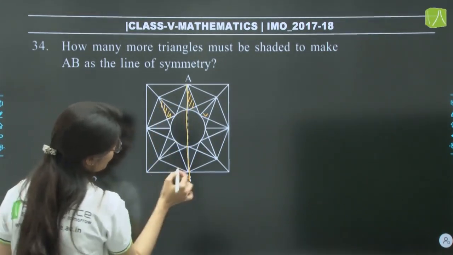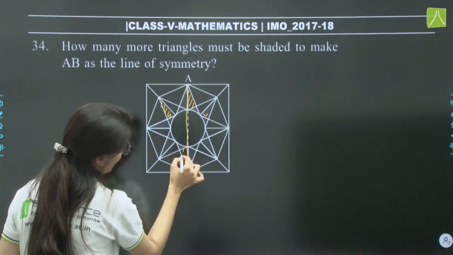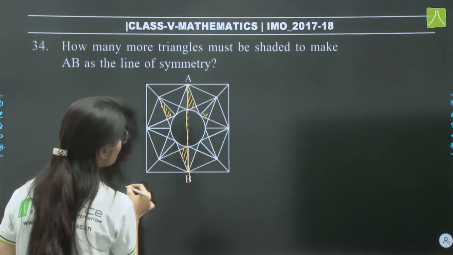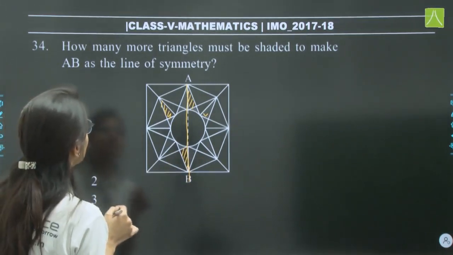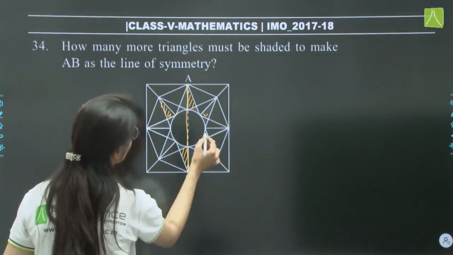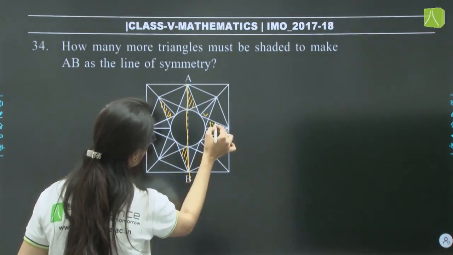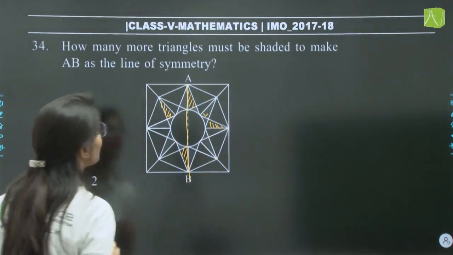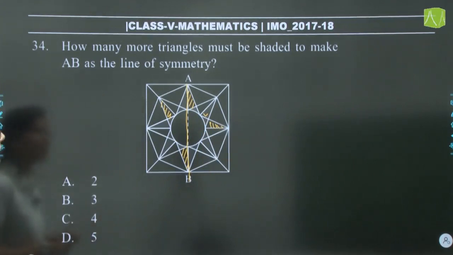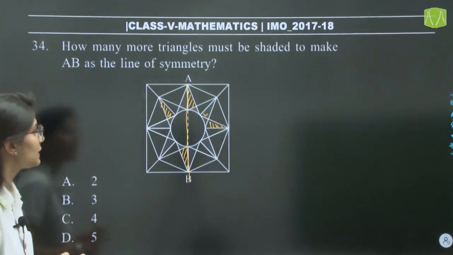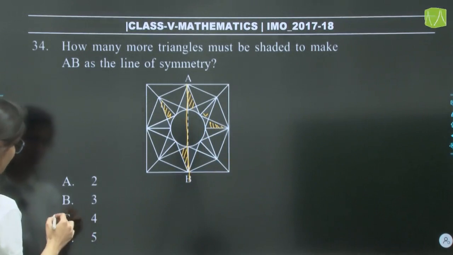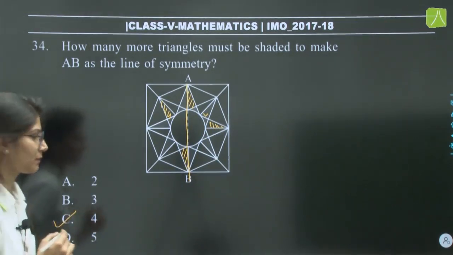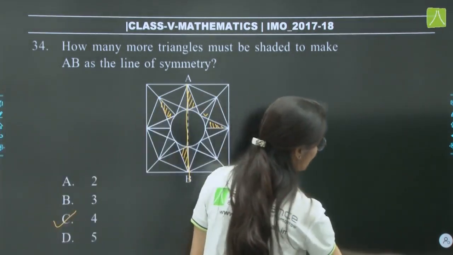And now check, this triangle is also shaded, so we have to shade this. And the last one is, so we have to shade this triangle. And now you can check how many triangles we have shaded. So we have shaded 4 triangles in this diagram. So the answer will be option C, 4. Now let's take the next question.